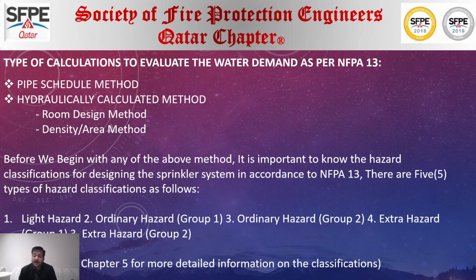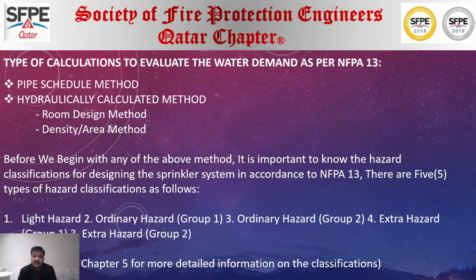So before we go into the pipe schedule method of calculation or the hydraulically calculated method of calculation, we should understand the hazard classifications as mentioned in NFPA 13. If you look into NFPA 13, Chapter 5, 2019 edition, you can see the hazard classifications. NFPA 13 defines 5 different types of hazard classifications: light hazard, ordinary hazard 1, ordinary hazard 2, extra hazard 1, extra hazard 2.